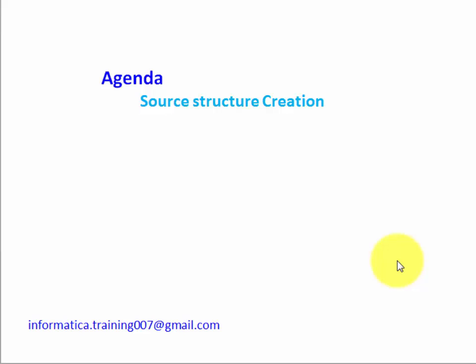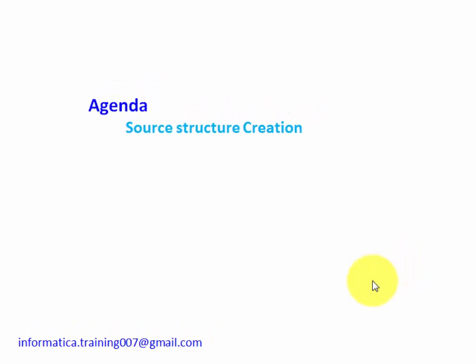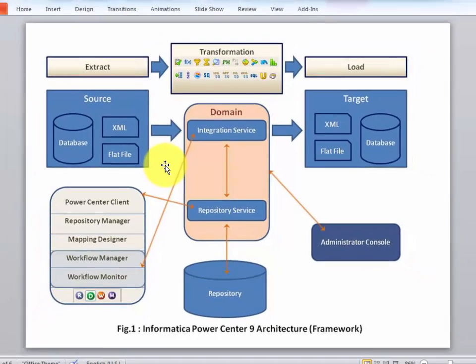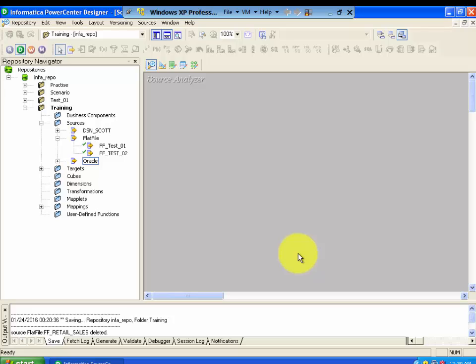Today I am going to show you different ways of creating source structure in PowerCenter Designer. As you know, in ETL, we extract data from source and then apply transformation, and finally we load data into target. To extract data from source, we need to know two things. One is source structure and another is source location. In Designer, we create source structure.